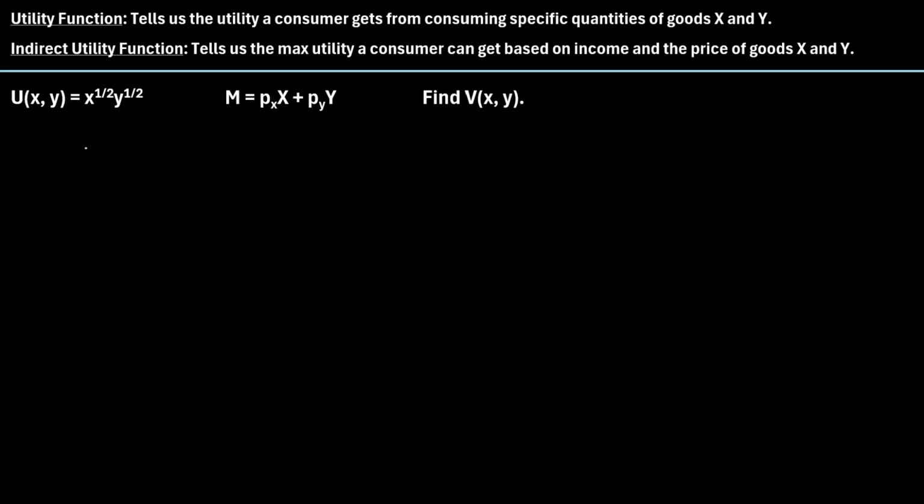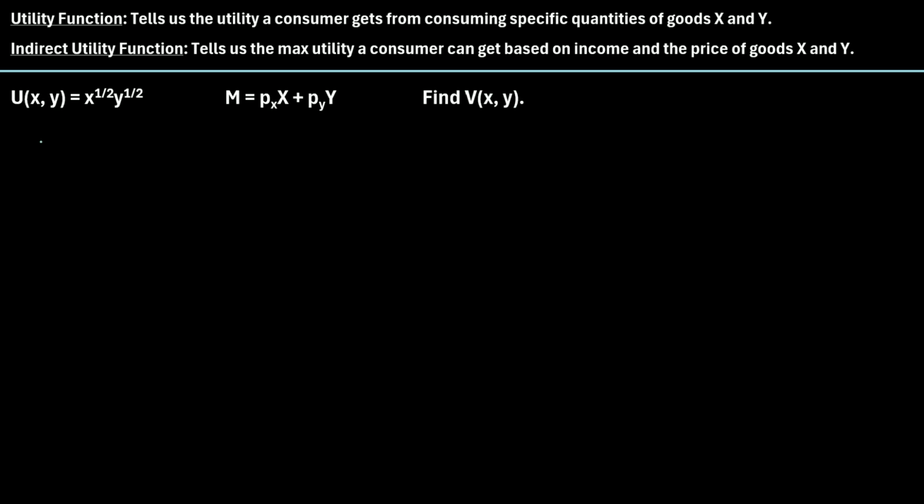So let's consider the following example. Let's say that a consumer has the following utility function. U is equal to X to the 1/2 times Y to the 1/2. We know the consumer also has the following budget constraint equation. M, their income, is equal to the price of X times the quantity of X plus the price of Y times the quantity of Y. We are asked to find V, which represents the indirect utility function. So let's find this indirect utility function if we're given this utility function.